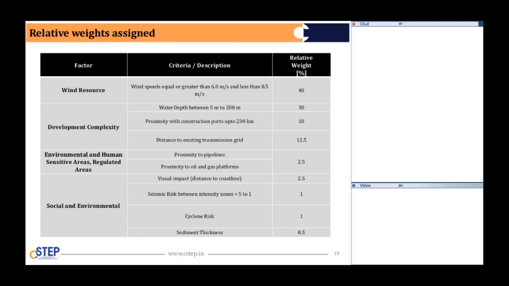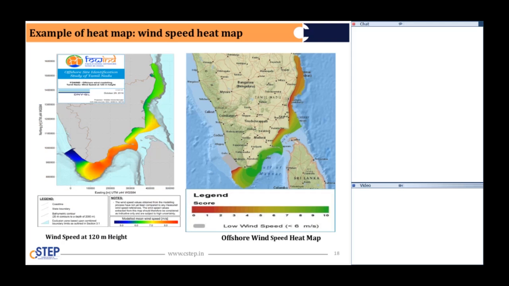So DNVGL then generated heat maps of all these parameters. One such example is the heat map that we created for the wind speed map. So this is an example of a wind speed map at 120 meters height. And on the right side is a heat map, and you can see that the regions in green have a decent wind profile, versus some of those in the red region, at less than 3 meters per second.